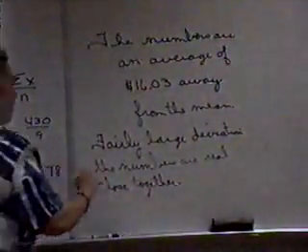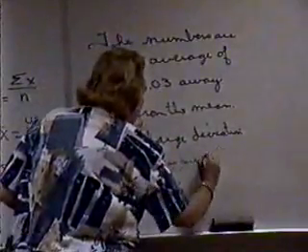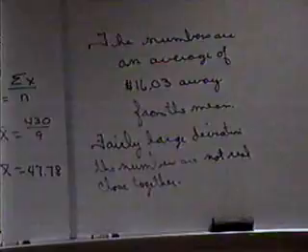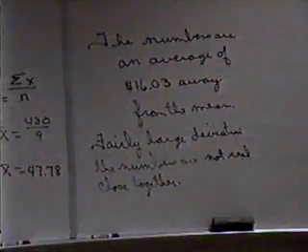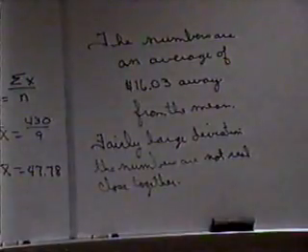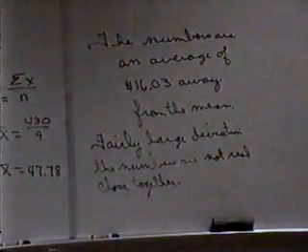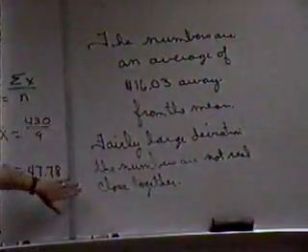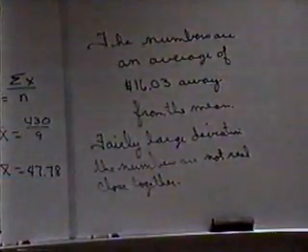Oh, the numbers are not real close together. If it's a large deviation, the numbers are not close together. And this is one more fact that we know about this set of numbers. When we learned about the mean, the median, the mode, we were describing a set of numbers. Well, this is one more way to describe the numbers.